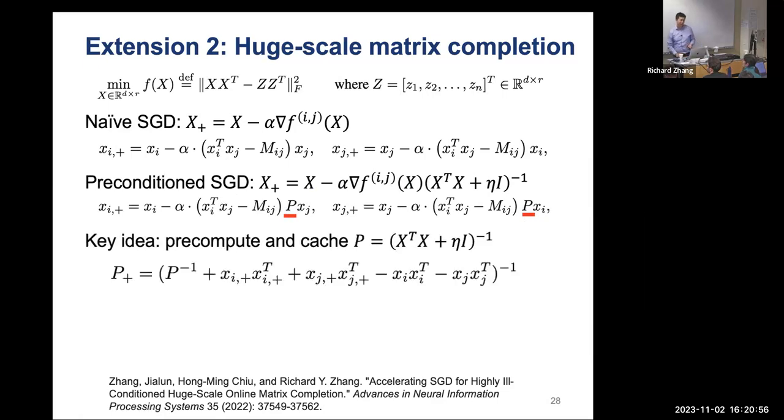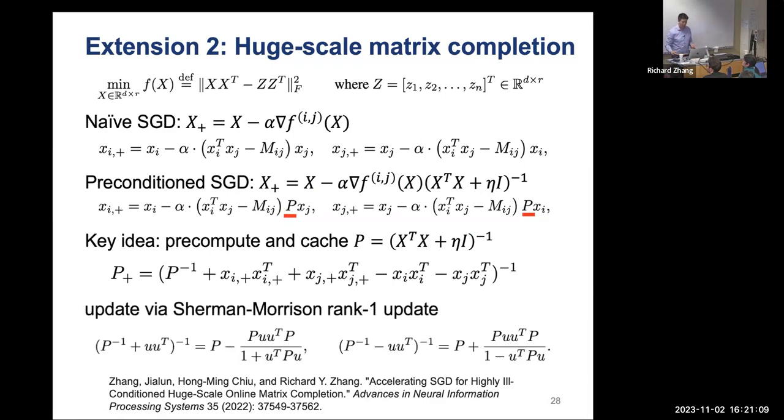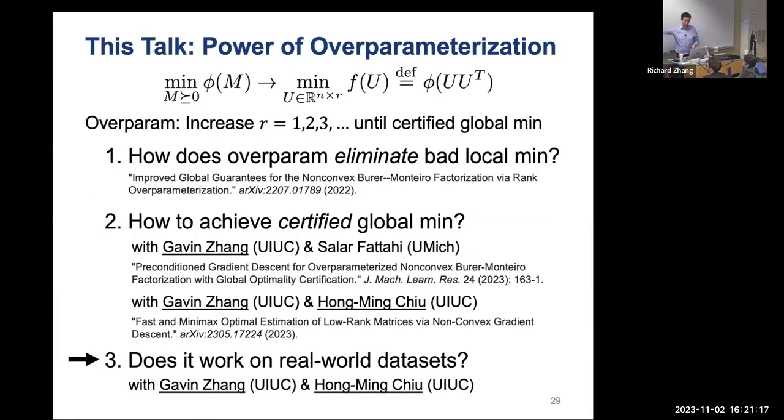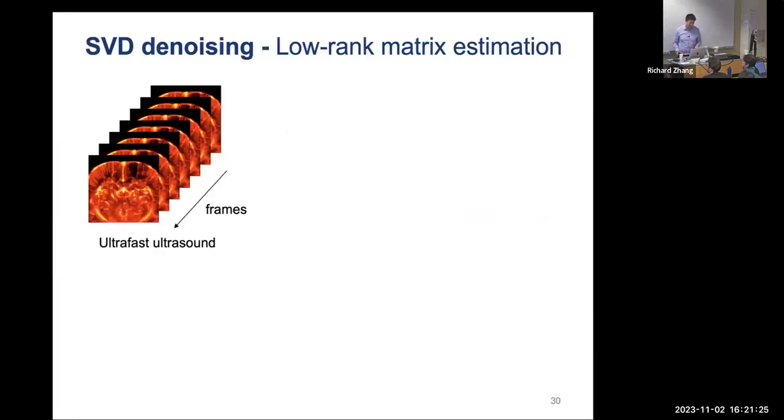But a cool thing is that you can just pre-compute the preconditioner and cache it. And every update then only updates 2 rows of X, so it only updates the preconditioner in a low rank way. So you can just update the preconditioner via the Sherman-Morrison rank 1 update, and this can be very cheap. So everything can be the same cost as SGD, okay? So you can really hope to solve this on huge scale real world datasets with the same complexity as SGD. So let me show you one problem here.